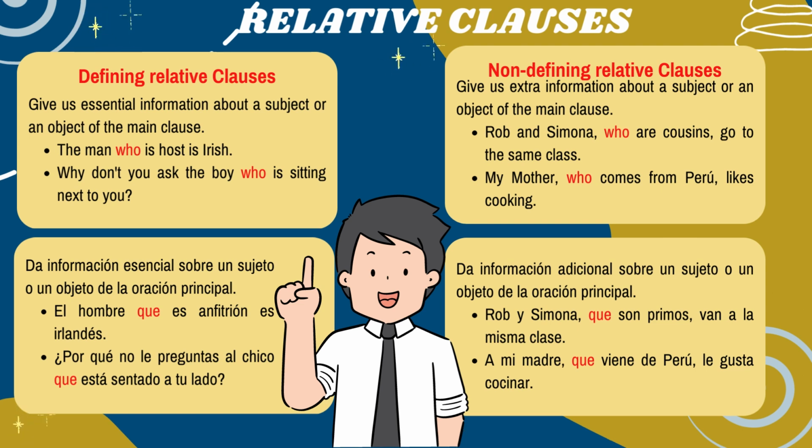Non-defining relative clauses give us extra information about the subject or an object of the main clause. For example, Rolf and Simona, who are cousins, go to the same class. And the other example, my mother, who comes from Peru, likes cooking.